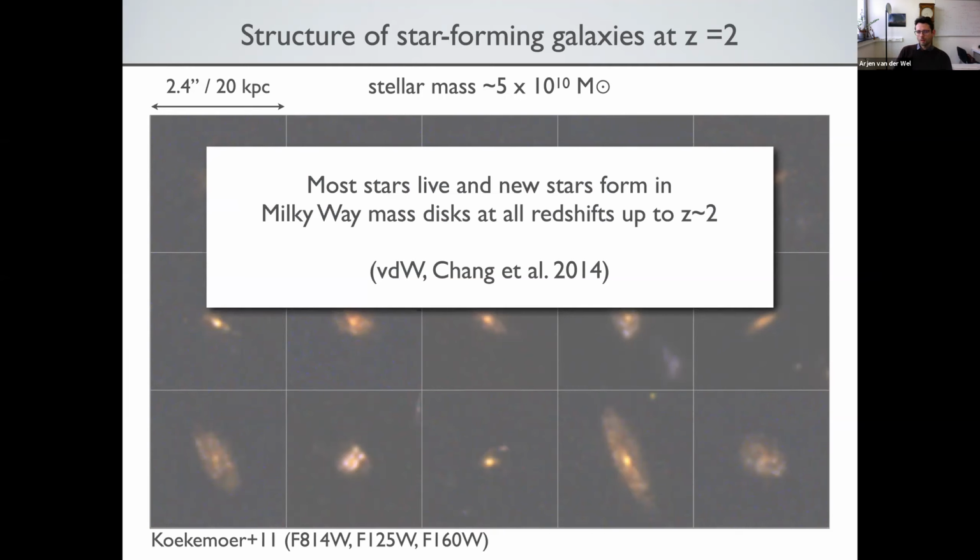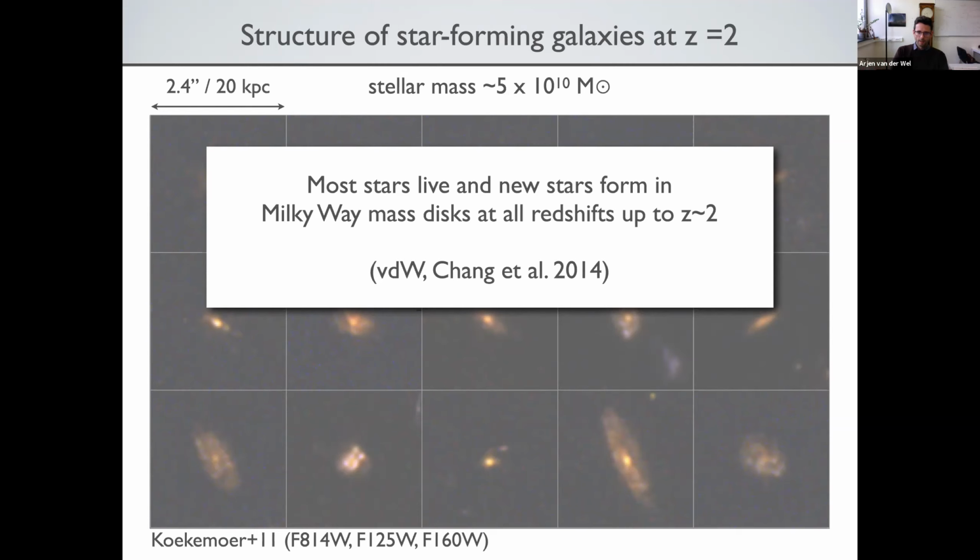These galaxies also account for most of the star formation in the universe. I didn't really show that, but you'll have to take my word for that right now. So now we have a very broad conclusion that most stars live and new stars form in Milky Way mass disks at all redshifts, up to at least redshift 2. And that's most of cosmic history and most of the star formation of the universe.